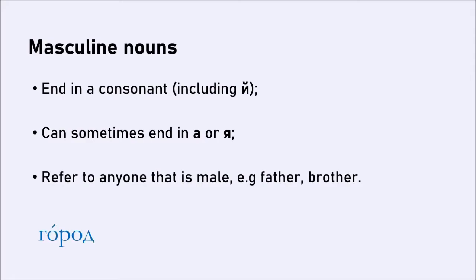For example, город. There we go, it ends in the letter д, город. Therefore, we can presume, and we will be right to presume, that it's a masculine noun, okay? Город. Same idea: друг, отпуск, магазин. We've already seen all of these words, okay?